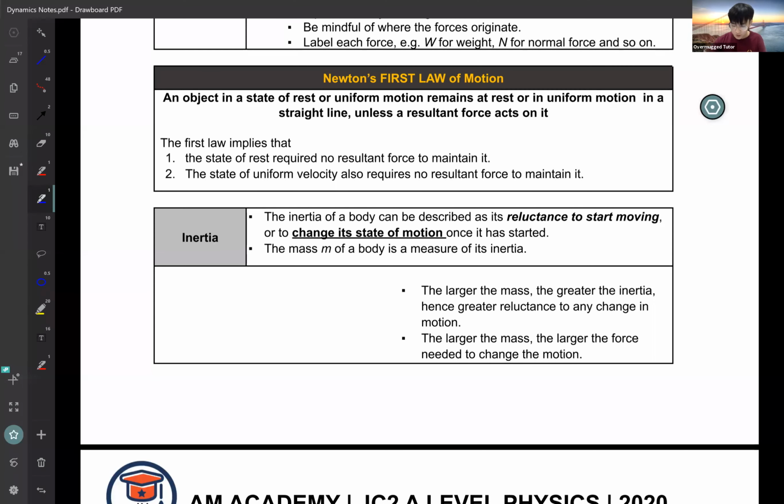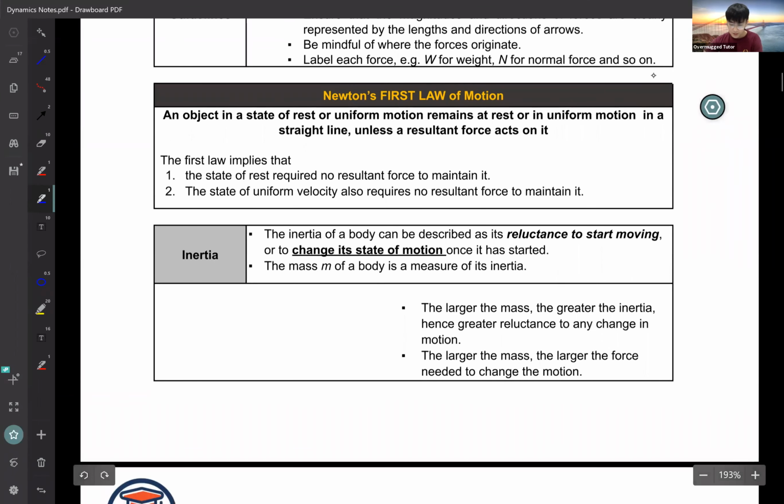Here we are going to cover Newton's three laws. First and foremost, you have Newton's first law of motion, which briefly states that an object in its state of rest or uniform motion will remain at rest or in uniform motion unless a resultant force acts on it.